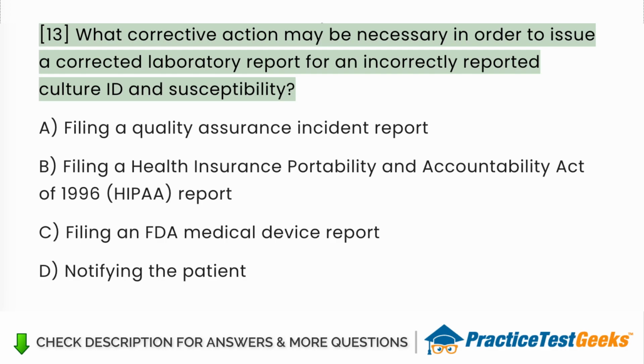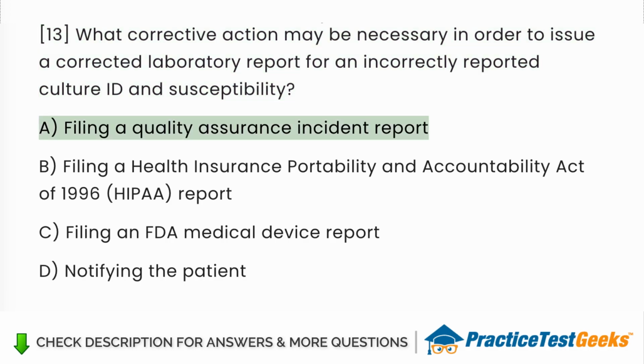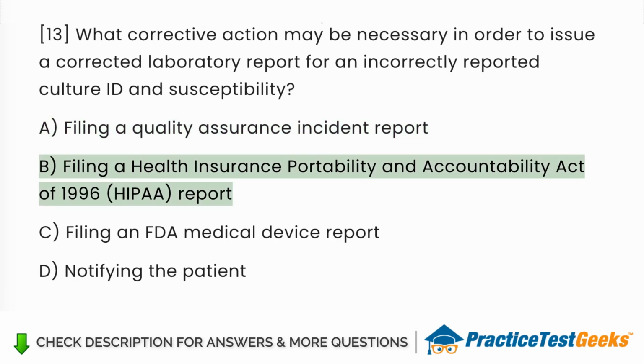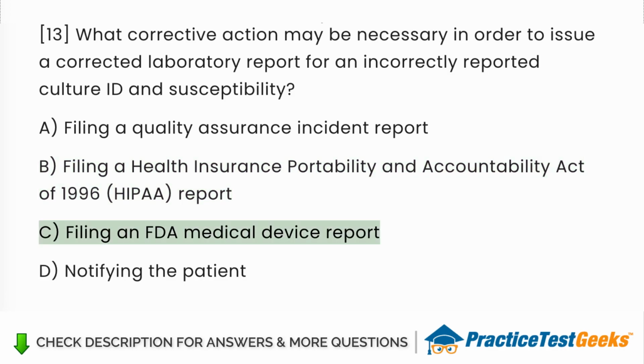What corrective action may be necessary in order to issue a corrected laboratory report for an incorrectly reported culture ID and susceptibility? A. Filing a Quality Assurance Incident Report. B. Filing a Health Insurance Portability and Accountability Act of 1996 report. C. Filing an FDA medical device report. D. Notifying the patient.